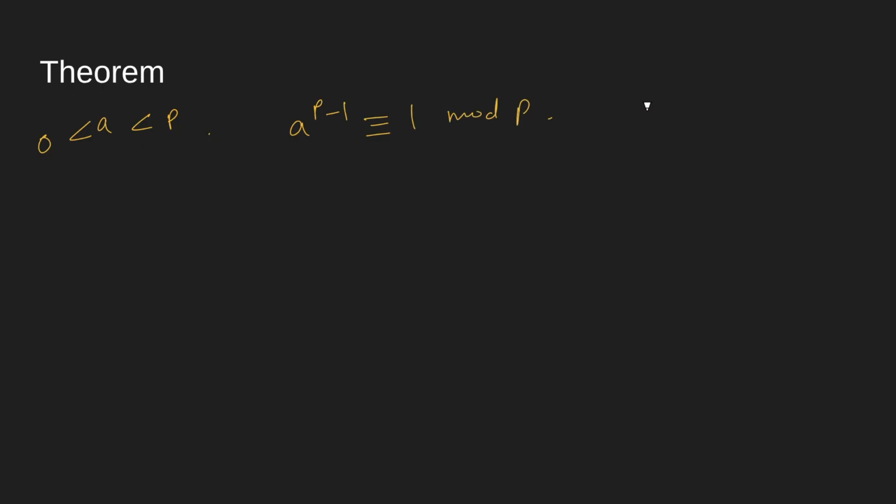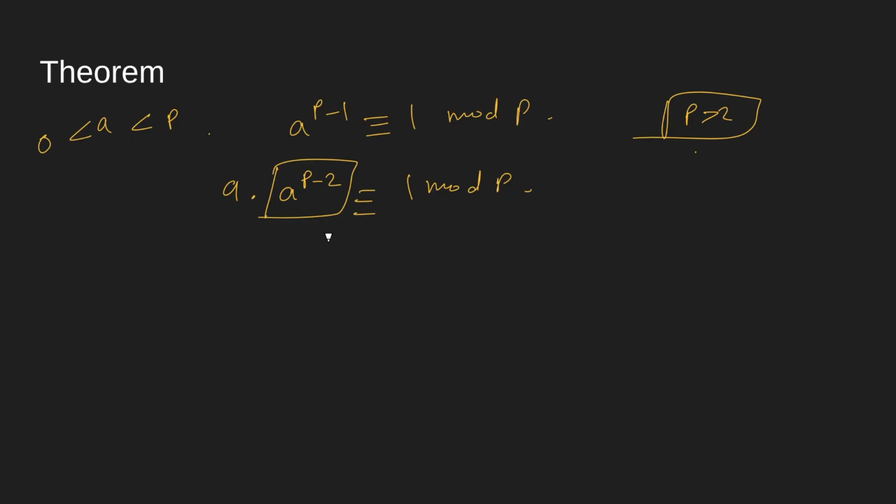We are only dealing with p which is greater than 2. So, imagine p is a very large prime. In that case, we get a times a to the power p minus 2 is congruent to 1 mod p, which means this particular term a to the power p minus 2 is the inverse of the element a. So rather than going the tedious way that we did, extended Euclidean algorithm or the safe GCD, to find the multiplicative inverse, we could have simply computed a to the power p minus 2.